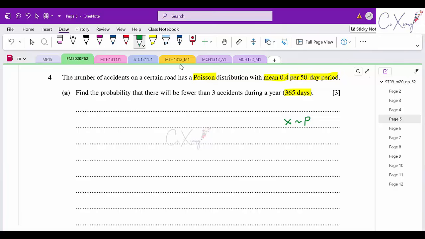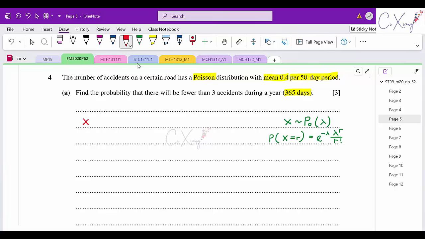Okay, for any Poisson distribution question, we need to calculate the probability, right? So the general formula for it will be this one. So we need to have the lambda for Poisson distribution. And after that, to calculate the probability, the general formula will be P(X equals r), which can be written as e to the negative lambda, lambda power r divided by r factorial. So this is the general formula here.